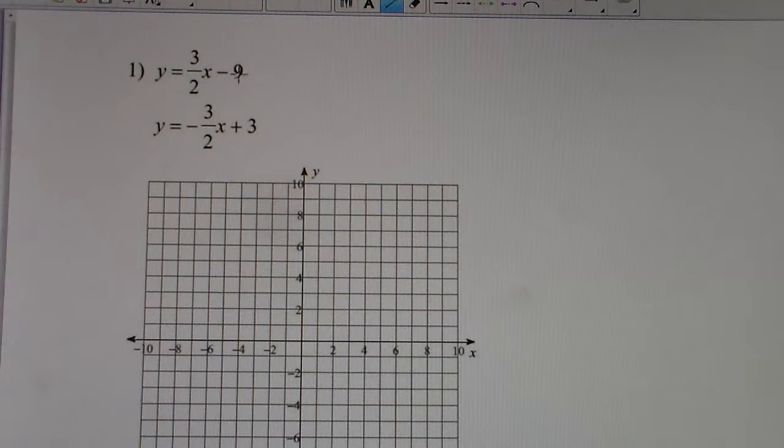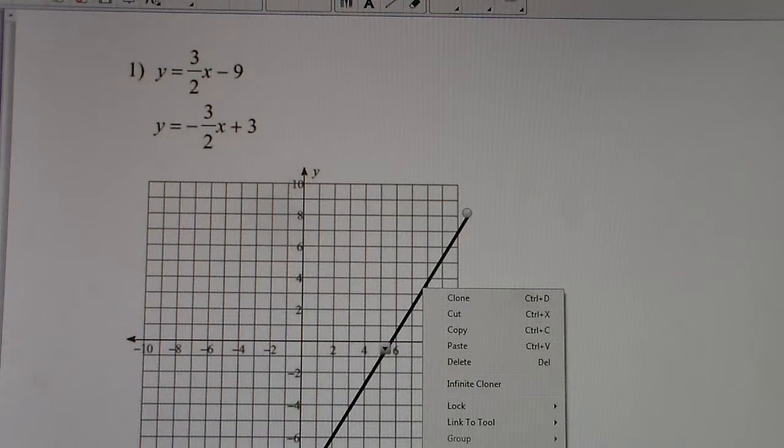The y-intercept in this top equation is at negative 9, so we go to negative 9. And then we're going to go up 3, to the right 2, and we're going to continue along with this pattern until we go off the page. So we get our line. This line right here is that top line.